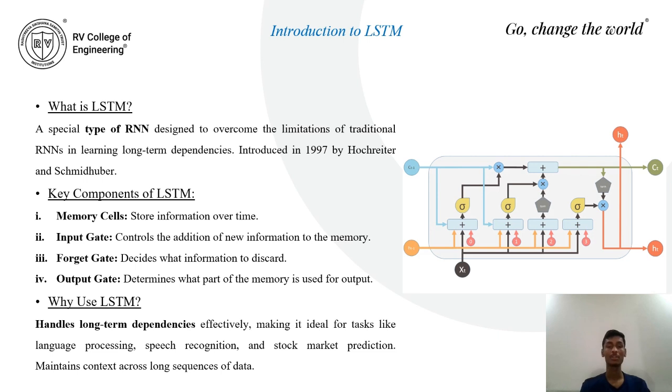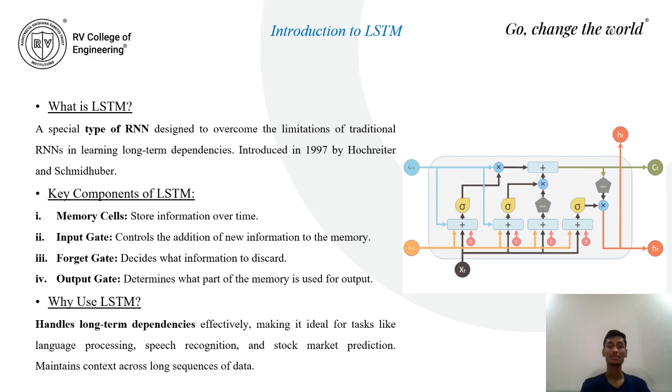LSTM stands for Long Short-Term Memory. LSTMs are a type of artificial neural network, a subset of what are called recurrent neural networks, or simply RNNs. But RNNs face a significant challenge: they struggle with learning long-term dependencies in sequences due to a problem known as vanishing gradient. This is where LSTMs come into play.